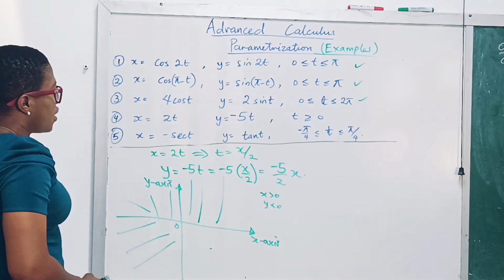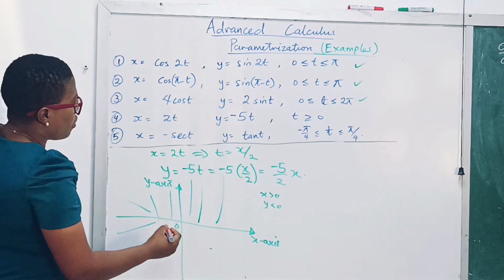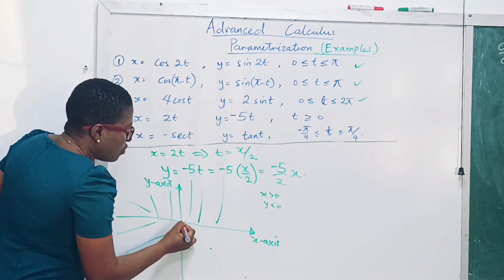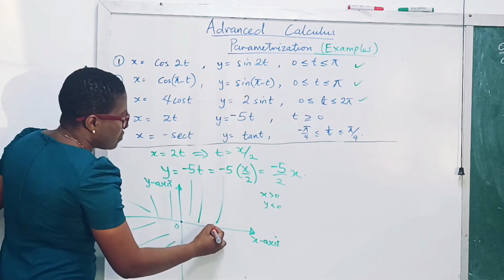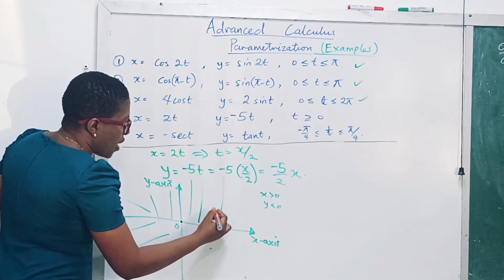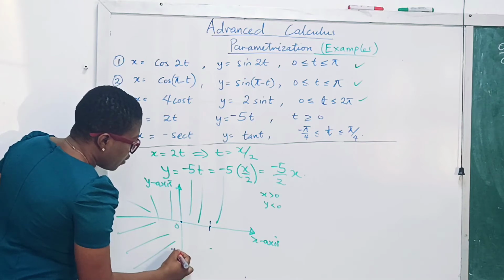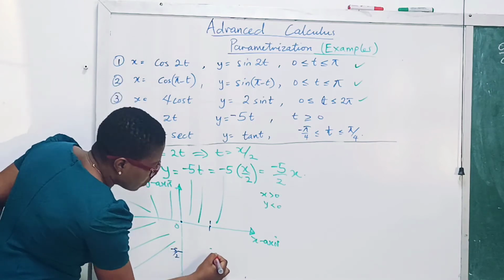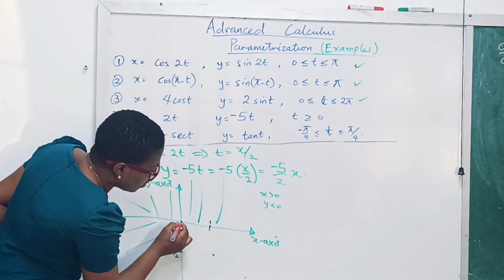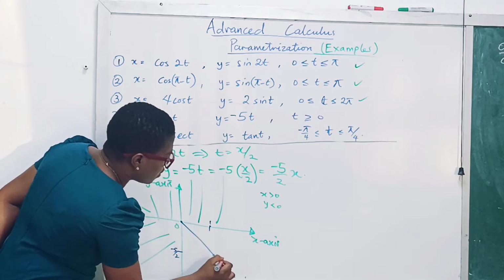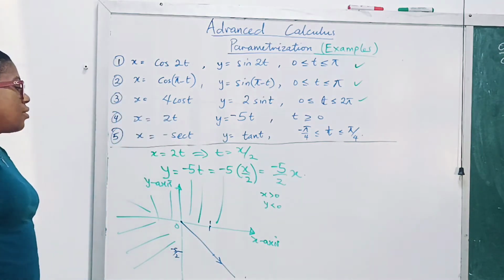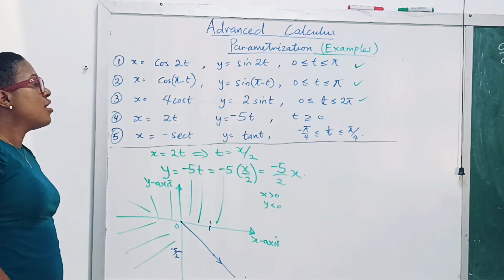So we are now going to sketch it, and we have that anywhere that x is 0, y is 0. When x is 1, y is minus 5 over 2. So I'm going to just try to pass through that point, and it's going to give me something like this. So it's a general reflection. Yes.